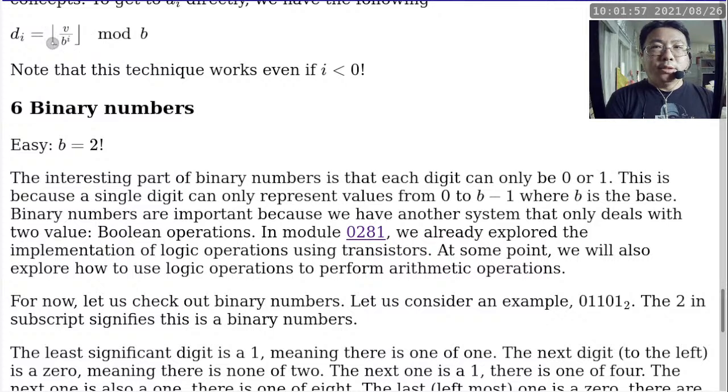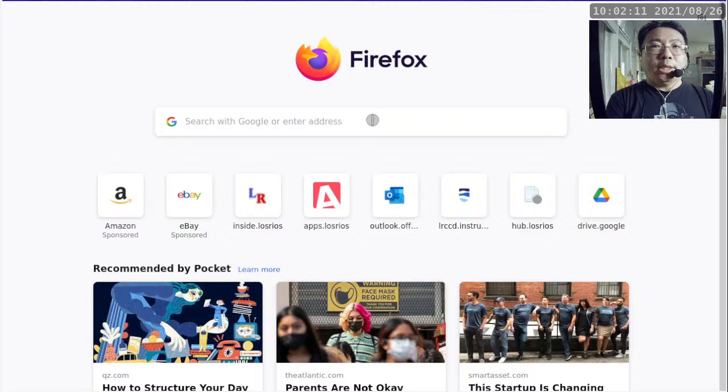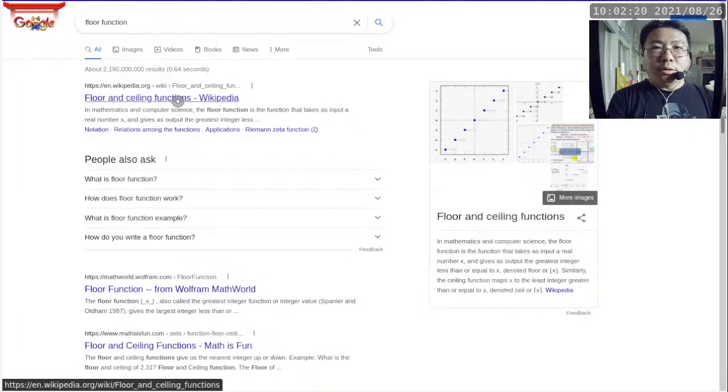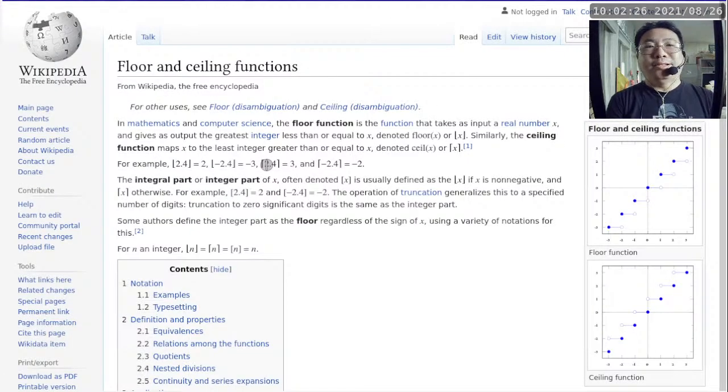And by the way, this symbol here that looks like a square bracket missing the top is called the floor function. The floor of a value is the largest integer that is less than or equal to that particular value. If you want a longer explanation, just Google floor function and go to Wikipedia, and it explains not only the floor function but also the ceiling function. You don't need to read the entire thing, just the first two paragraphs, and that explains what the floor of a particular value is.